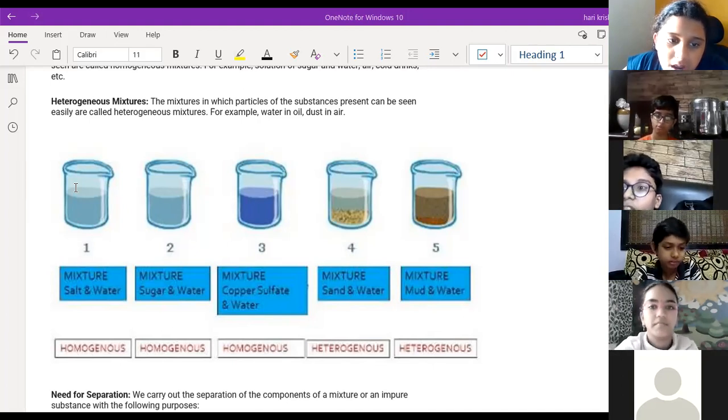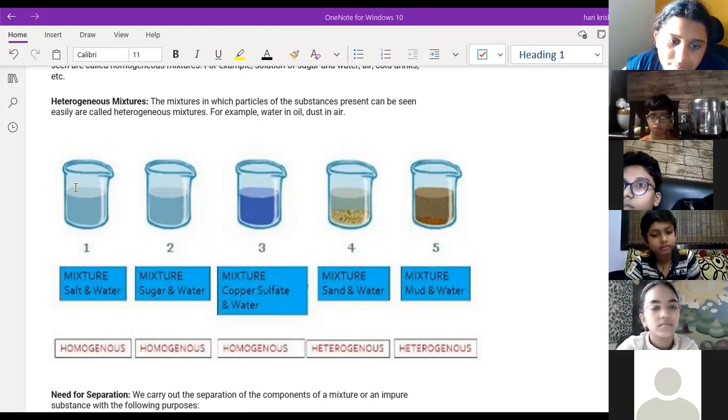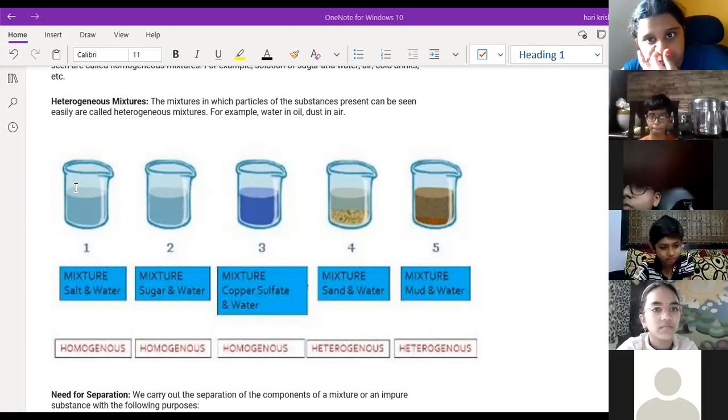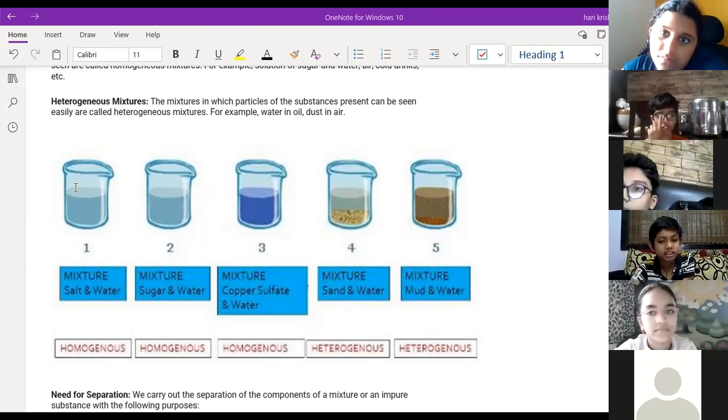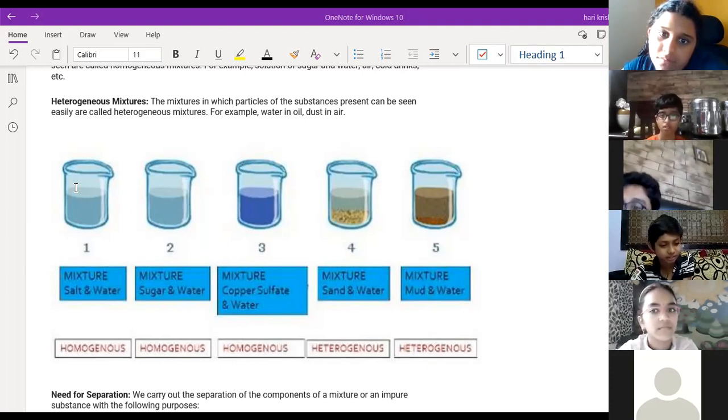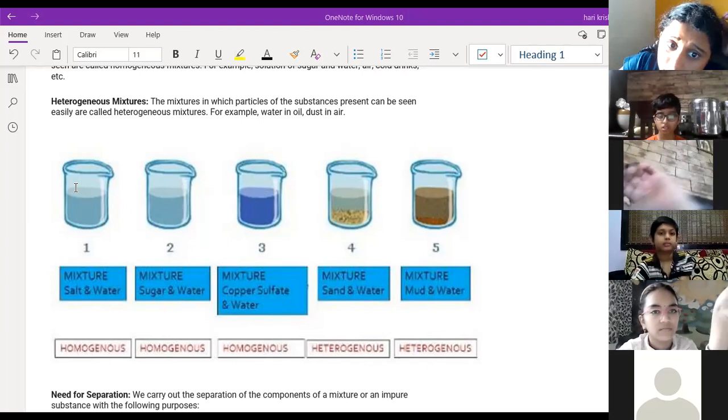Homo means same. It forms the same throughout the mixture. Throughout the mixture, it will be the same only. That is homogeneous. Heterogeneous means not the same. That's the difference. Yeah, Ashwath, what is your doubt?